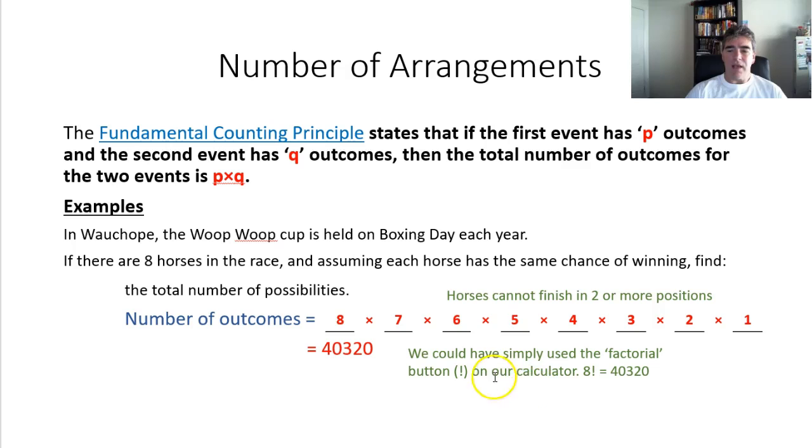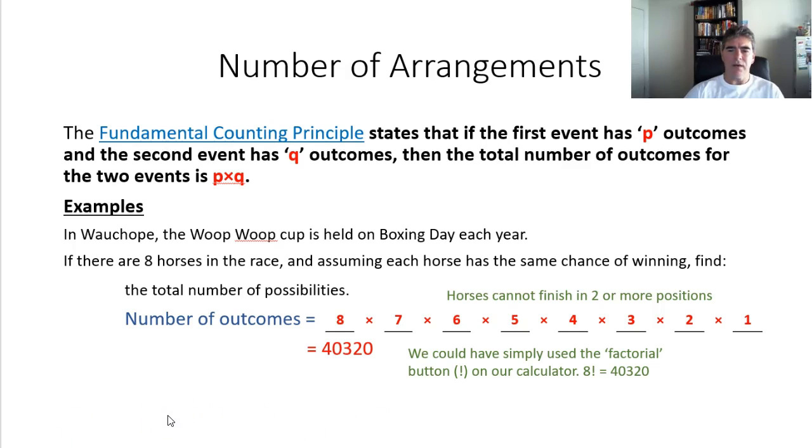Now we can actually get that by using our factorial button on our calculator. It looks like an exclamation mark. So on our calculator, we just press 8 factorial button. We tend to use the Casio FX82 AU+2, so it's just underneath the on button. And just press 8, then that button, and equals, and we get the 40,320, so that we don't have to type all of that into our calculator. So the factorial button just goes 8 times 7 times 6 times 5 times 4 times 3 times 2 times 1.